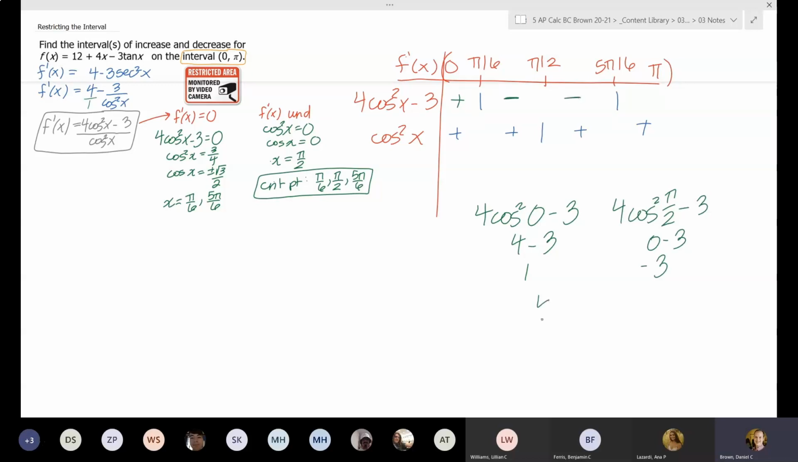And I can do the same thing at pi. The cosine squared of pi. Cosine of pi is negative 1, but I'm squaring it, so positive 1. 4 minus 3 is still positive 1, so I get a positive 1 here.